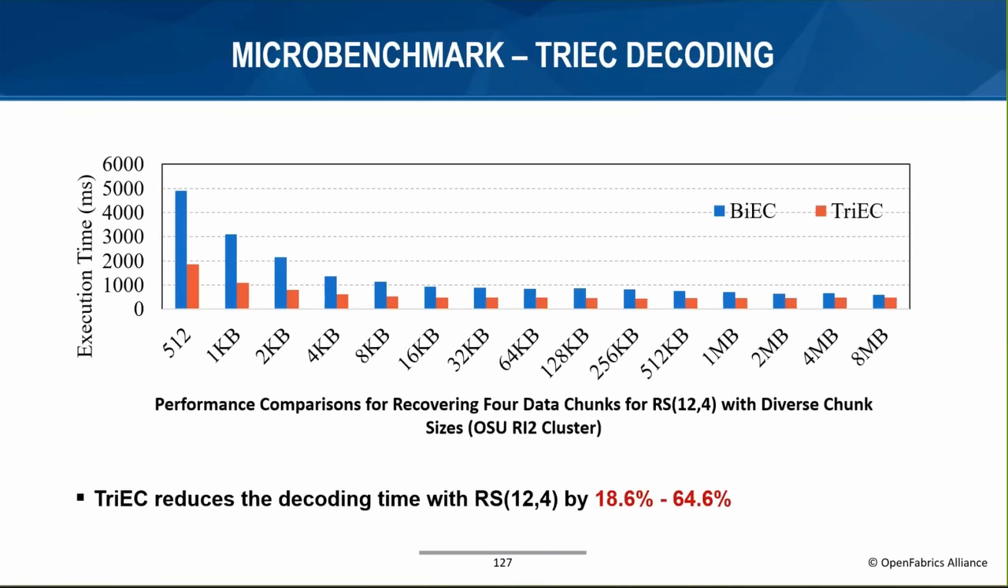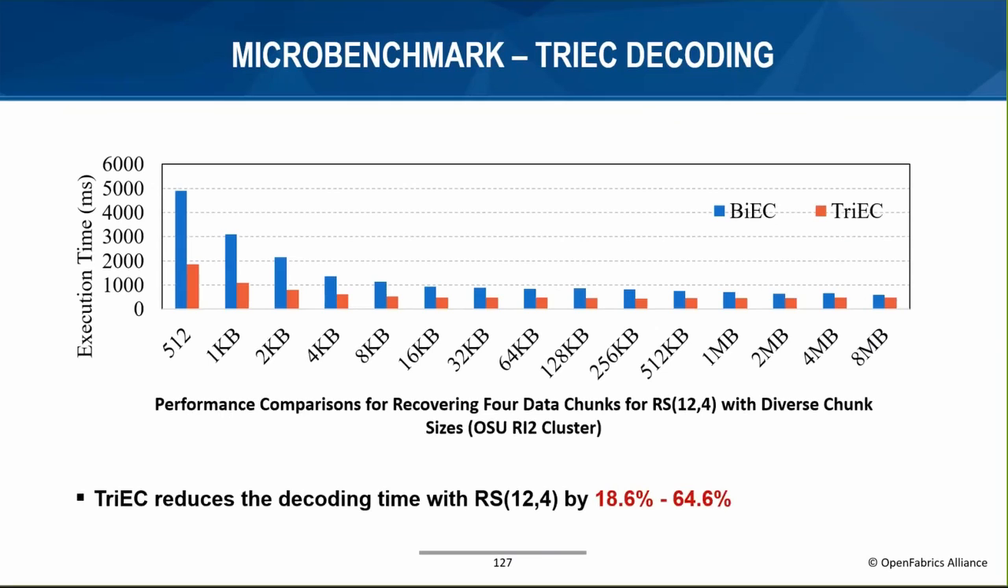We also did the comparison for the decoding processes. This graph shows, again from 512-byte chunk size to 8 megabyte chunk sizes, the RS(12,4) configuration. We see TRIEC is able to reduce the decoding time by 18.6% to 64.6%.